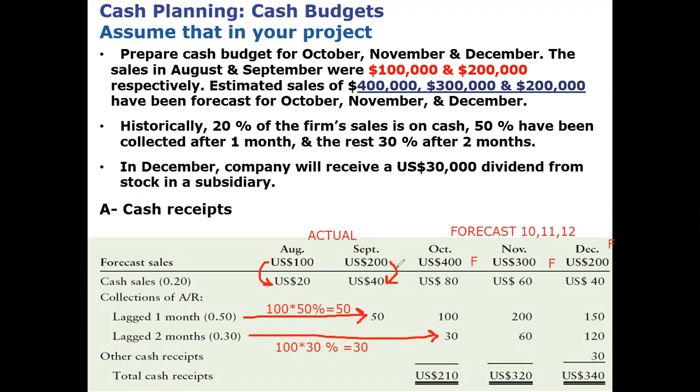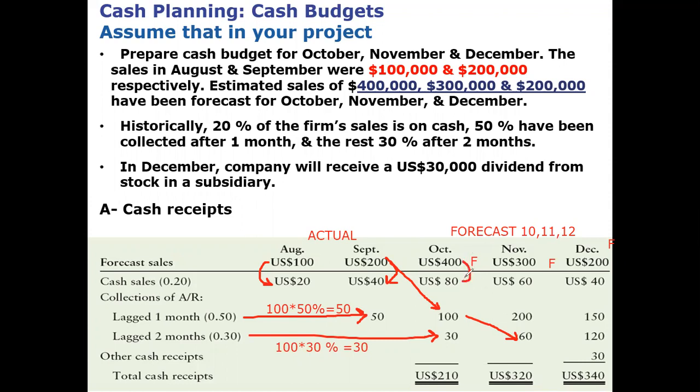And then 1 month later, I will receive 50% of the 200, which is 100. And 1 month after that, I'm going to receive the 30%, which is the 60. So as you see here, this 200 is divided into 3 payments: 20% in cash from the 200, then 50% one month later, and 2 months later, I take the 30. I will do the same for October.